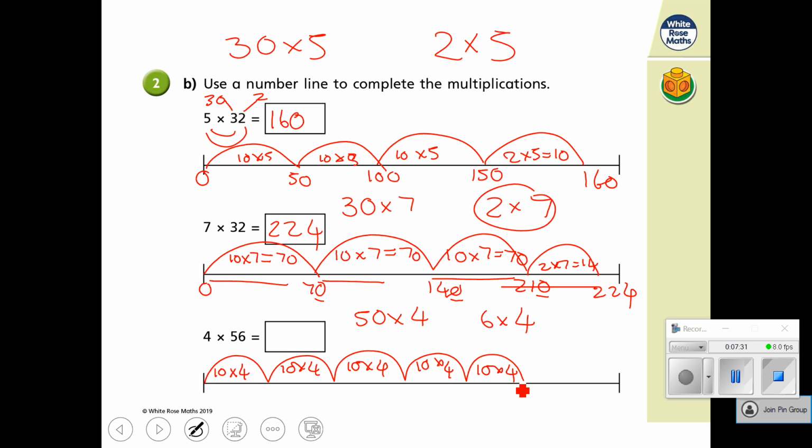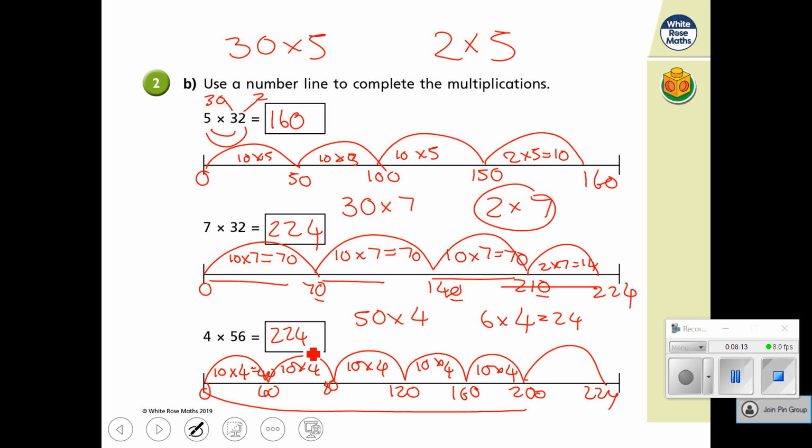Okay, so counting in 40s, 10 times 4 is 40. So 0, 40, 80, 120, 160, 200. So 50 times 4 is 200. And then I need to do the last part of my calculation, which is 6 times 4. Well, 6 times 4 is actually 24. So I'm going to add my 24 onto my 200, and then my answer is 224. Okay, let's move on.